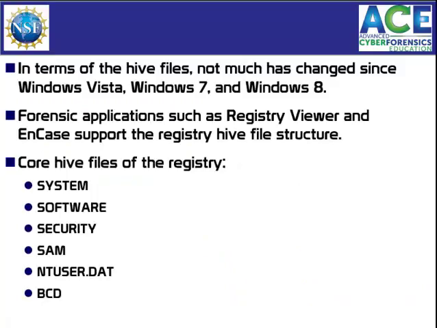As evidenced by what you just saw on the previous slide, not much has changed in terms of the basic hive files that make up the registry. Not much has changed from Windows Vista, Windows 7, Windows 8, and all the way into Windows 10. The forensic applications that support viewing the registry data, such as AccessData's Registry Viewer and EnCase, for example, still support the registry data, as the format in general and file structure has not changed.